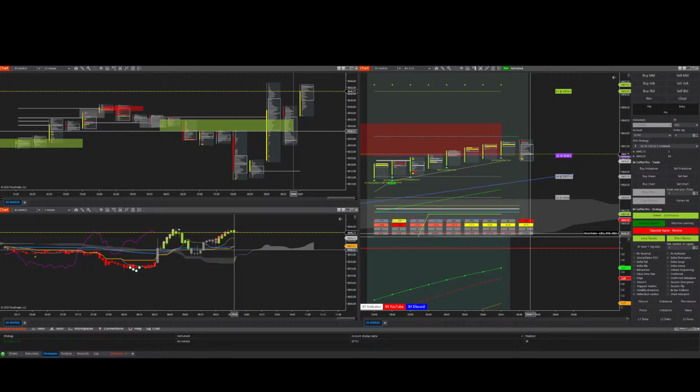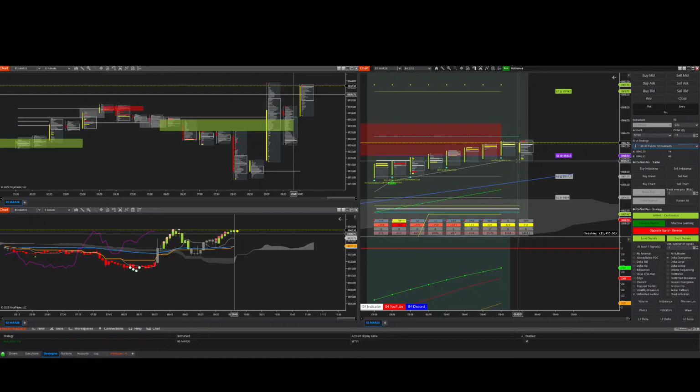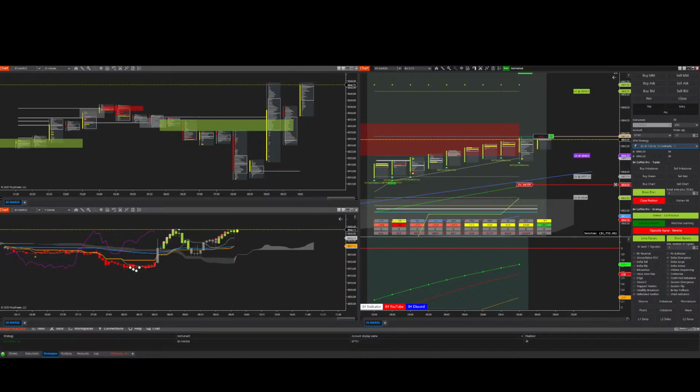I'm going to go ahead and double that. Thinking when we get this move, if I get an unfinished auction or a signal here, it's going to be a pretty big push. Order filled.